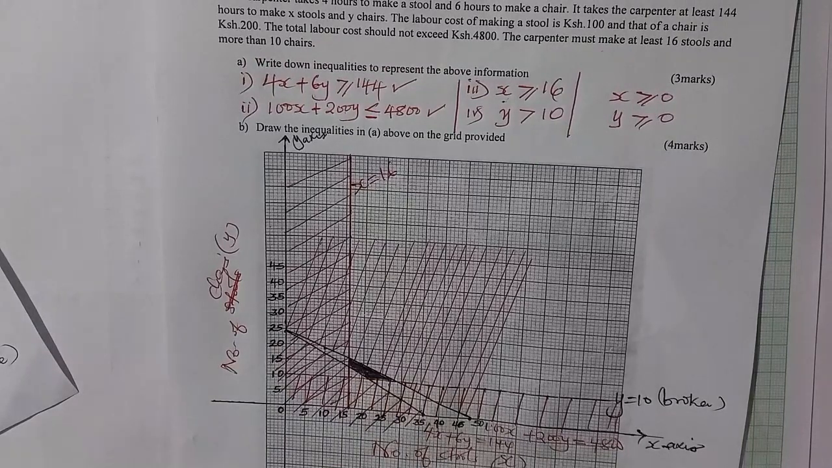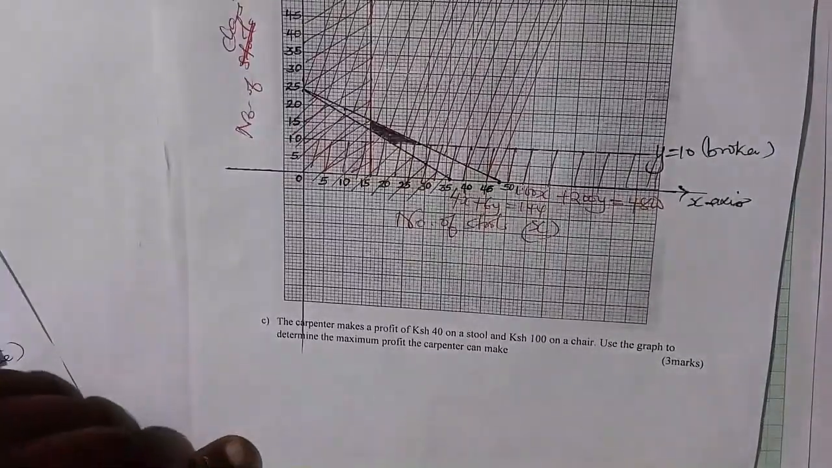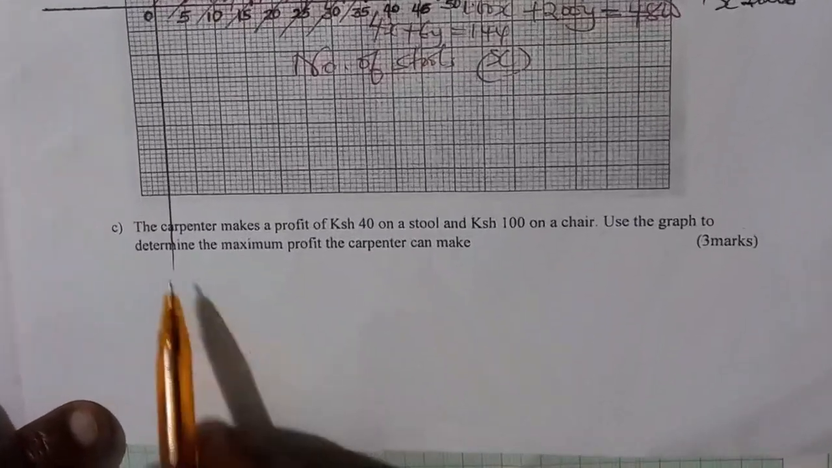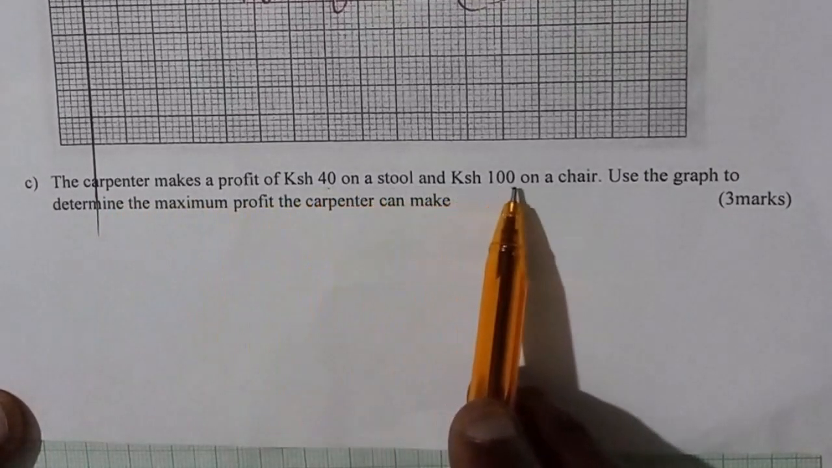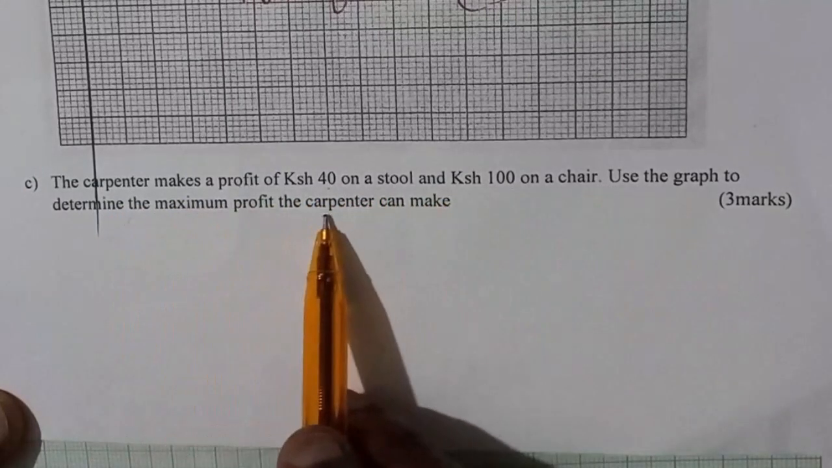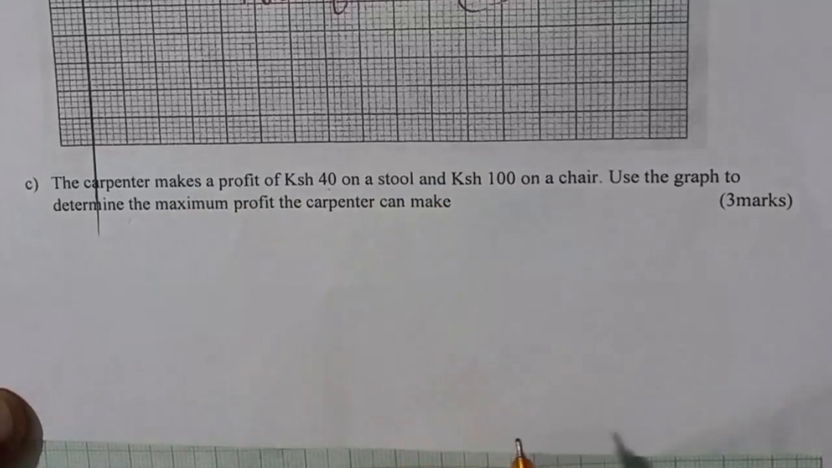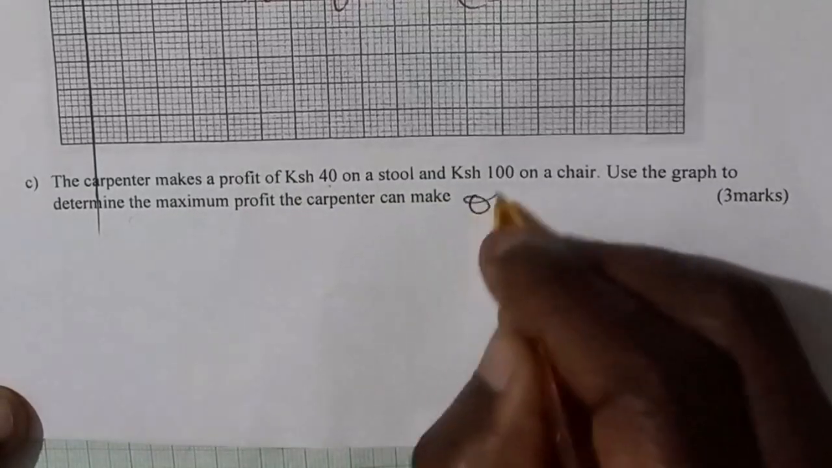That is how you draw those inequalities. Now let's go to the last part. The carpenter makes a profit of 440 shillings on a stool and 100 shillings on a chair. Use the graph to determine the maximum profit the carpenter can make. Now, this is what we call the process of optimization.